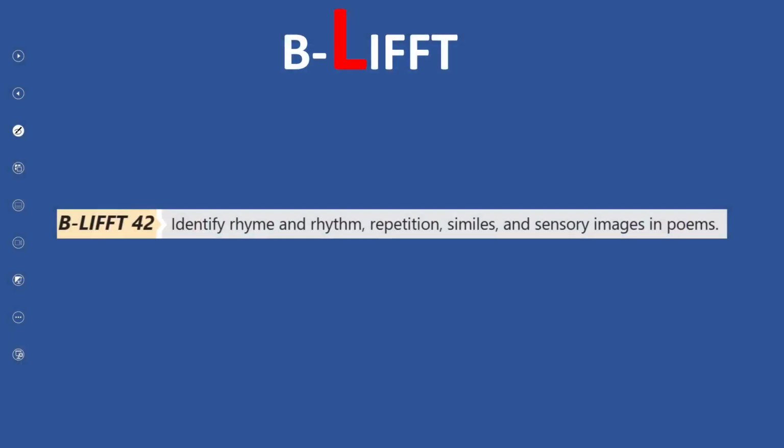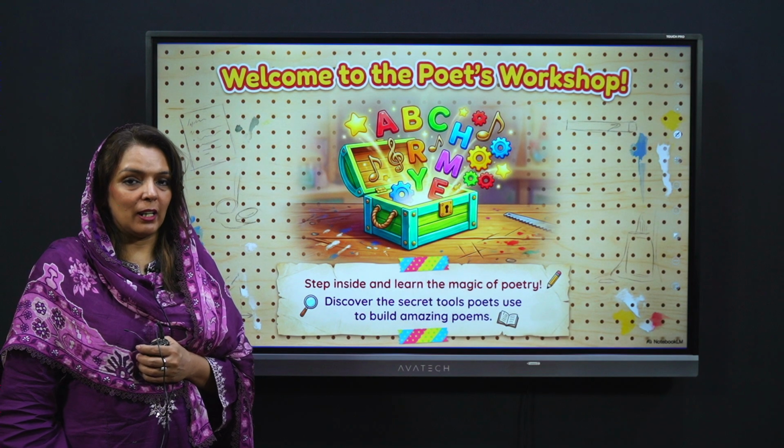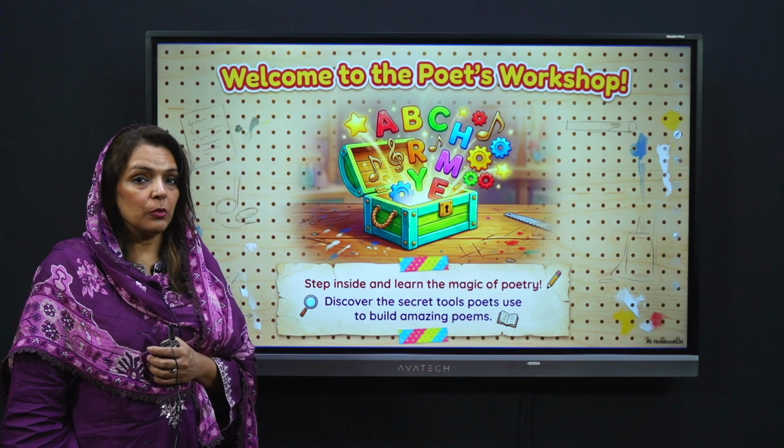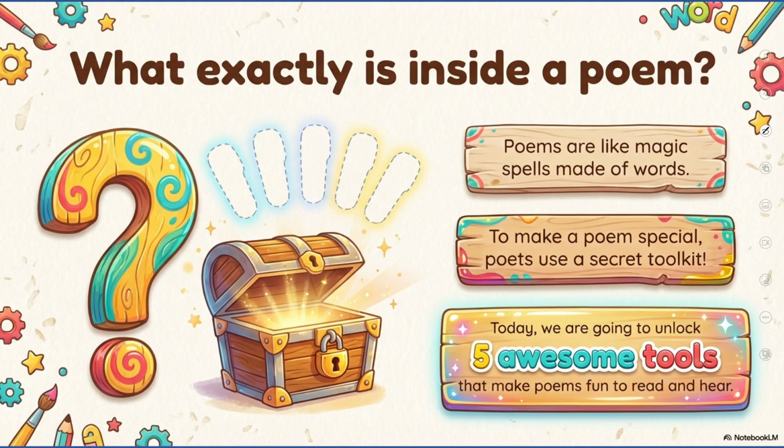Now, today's demand of the SLO is that you have to identify rhymes, rhythm, repetition, similes, and sensory images in a poem. In the previous lesson, we have already read a poem. Now, these are the 5 elements which are very important in poem making. If you put them in the poem, it is going to make it colorful and very pleasing to listen to and read as well. So we will be learning these 5 awesome tools of writing a poem.